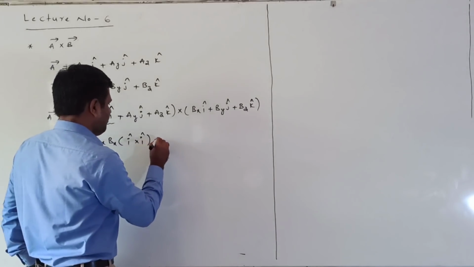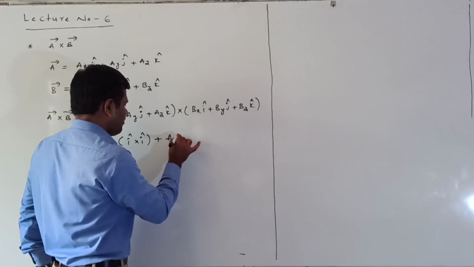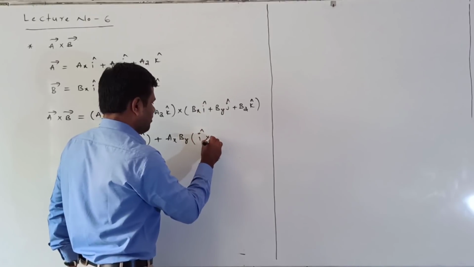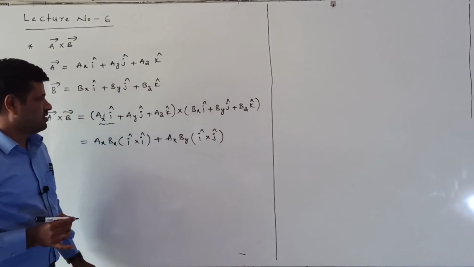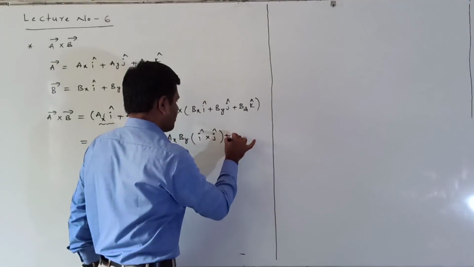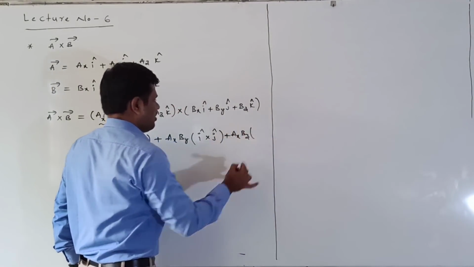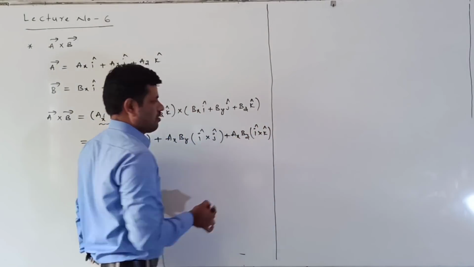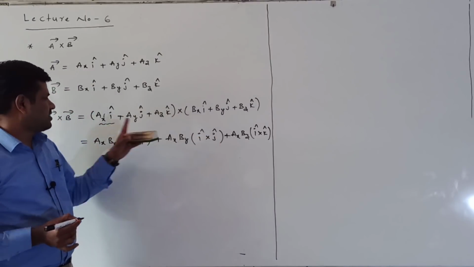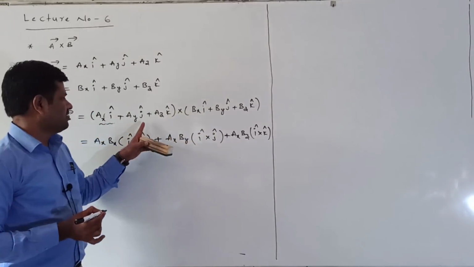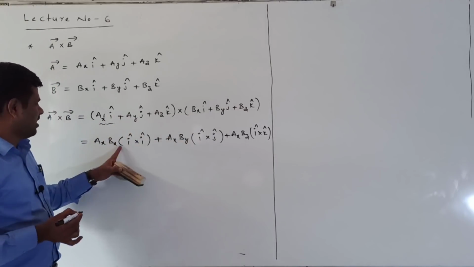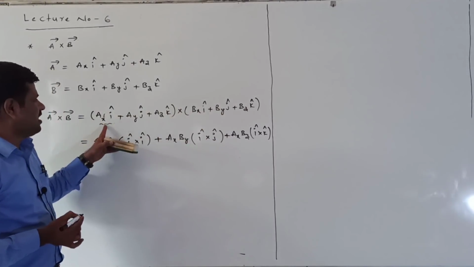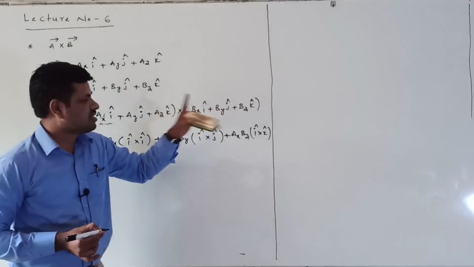Next I want to make ax by, here i cap cross j cap. Next ax bz, i cap cross k cap. So here: ax bx i cap cross i cap, ax by i cap cross j cap, next ax bz i cap cross k cap.